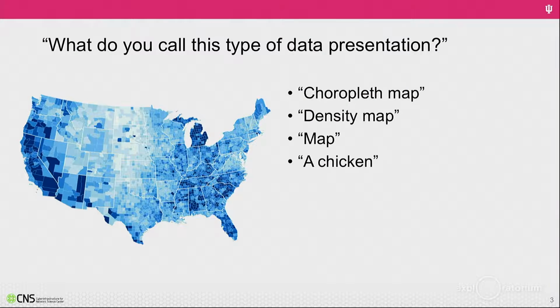Here's one of the items. What do you call this type of data presentation? A choropleth map, which is, of course, a correct answer. So these are 4 answers that people gave that give us kind of an idea of the spectrum of answers. Density map, which of course is a technically correct term also. A map, which is a basic answer but still correct, and a chicken. At least one person that looked at this map was not able to name this as a map, which is kind of funny, of course, but also kind of depressing.